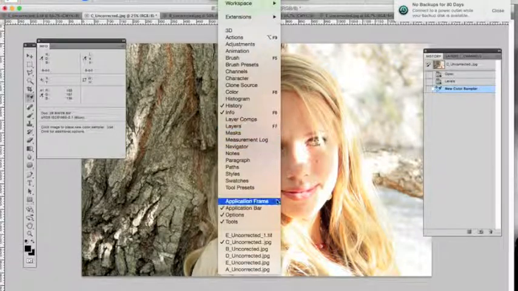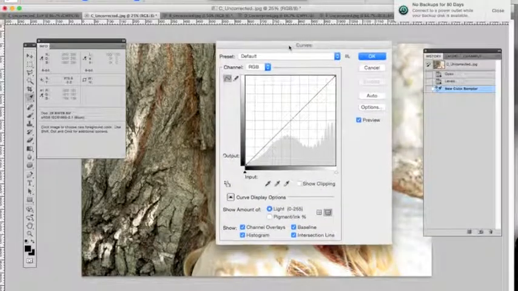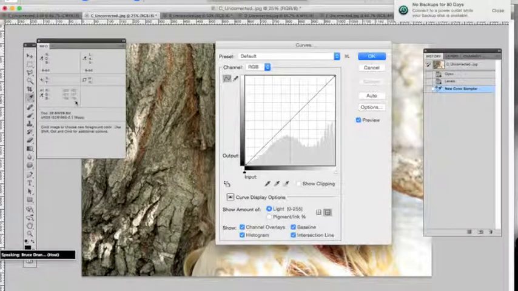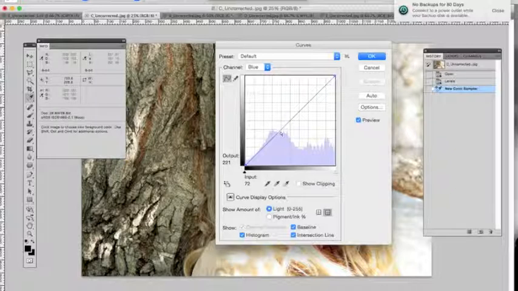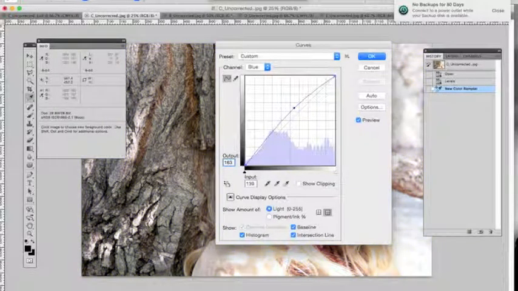I'm purposely covering the pretty girl's face up, but if we look at what we have on that bark, we have 163, 163, 167, but the deficiency seems to be in blue, so that's where we're going to go. And we want a 139 input, and to balance that with the rest of the colours, we're going to 163.